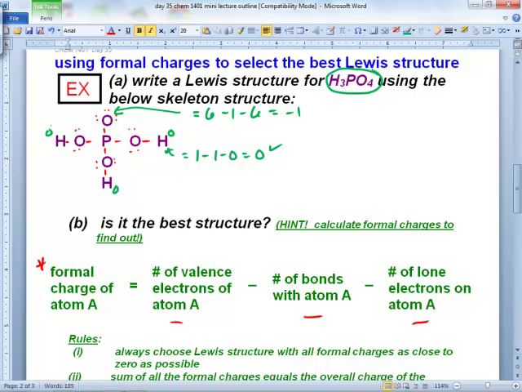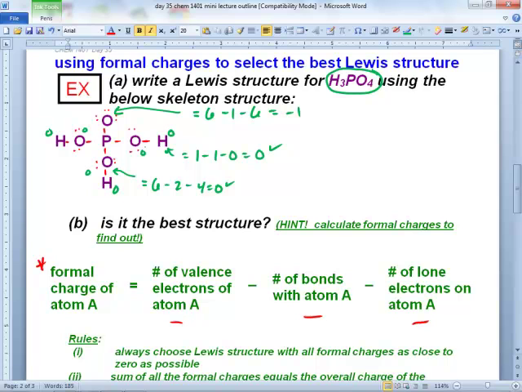Let's check out this oxygen. Notice he's the same as the other 3, so we just need to do this once. Number of valence electrons on oxygen? 6. Bonds? 2. Lone electrons? 4. Hey, we got 0 again. So all those guys are zeros. This molecule doesn't have any charge. Best answer is all zeros.